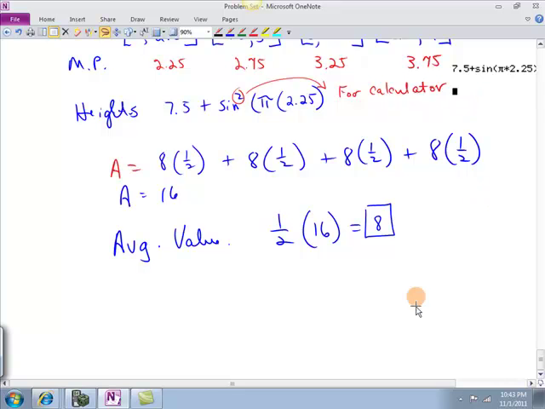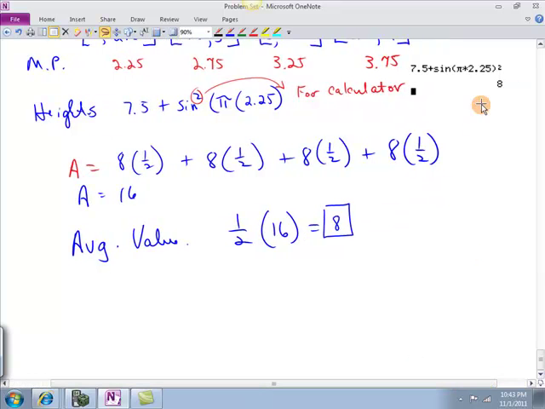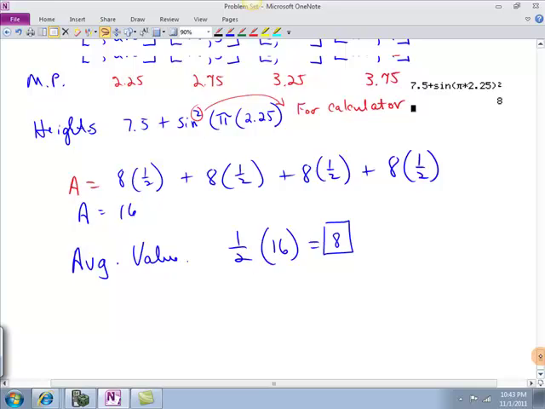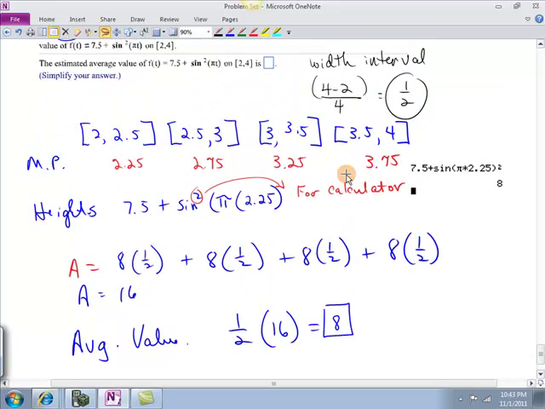Okay, so for the calculator, I will have that on the printed notes, and that's what you get is 8. And you actually will get that for each of those. You get 8. You're multiplying it by the width, and so you get 16. And then the average value is whatever our width of our interval was times that area. So we get 8 for the total. Okay.